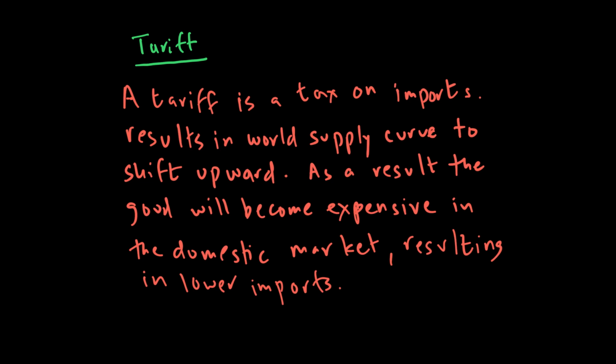So what we'll see once we see the diagram is this, that when you put a tax on imports, imports will fall, but domestic producers will sell more because the price has gone up. In the whole process, what we'll also see is that consumers will suffer because of higher prices. So let's see the diagram of tariff to understand the impact of tariff a little more.